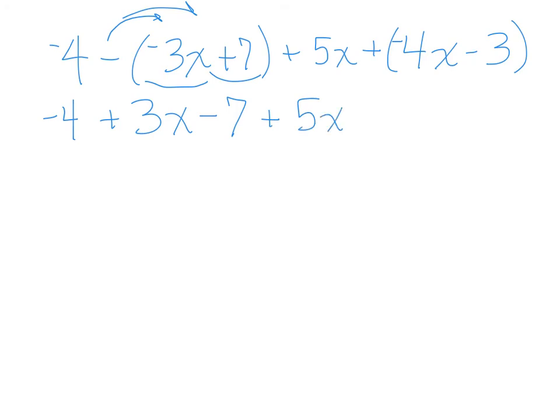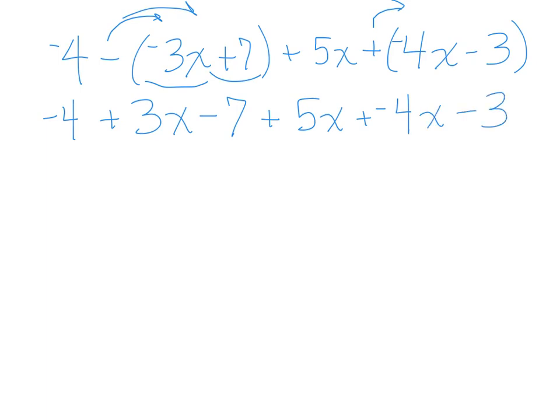Plus 5x doesn't change. This next set of grouping symbols is already in the positive region, or it's being added. So when things are being added, I do not need parentheses, or if they're in the positive region, they're where I want them to be. So I'm just going to record those pieces.